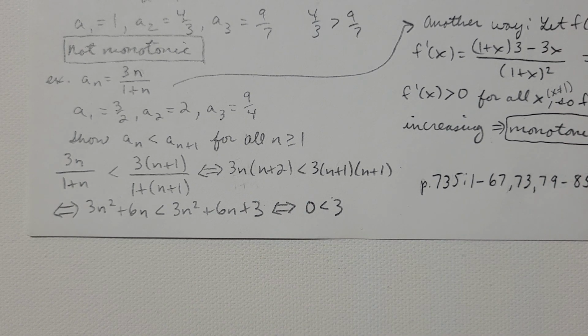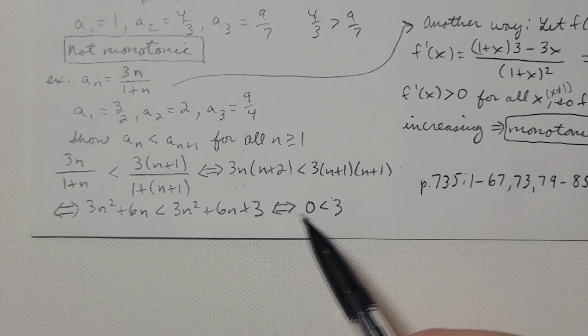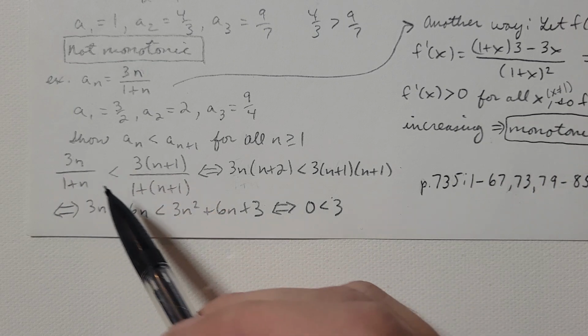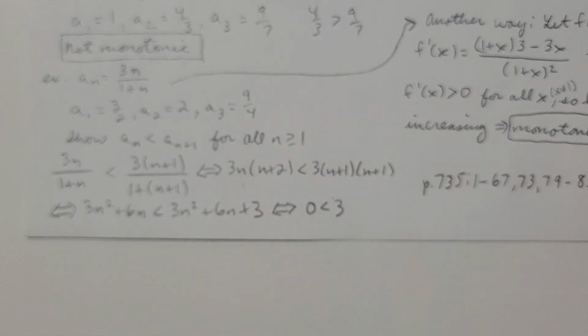Okay, so if I were to write up a proof, I would start with 0 is less than 3. That's true, right? And then I would eventually get to this guy here, which is what I had to show. Okay, that's one way to do this.